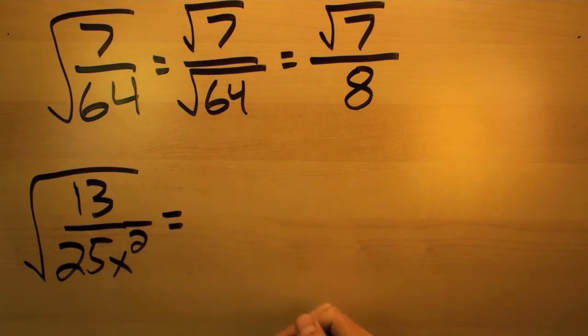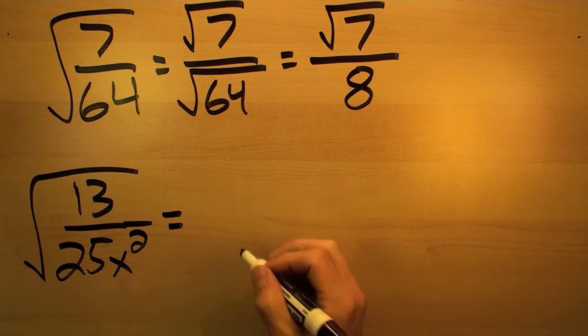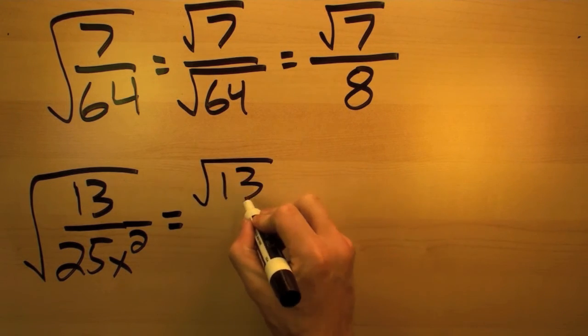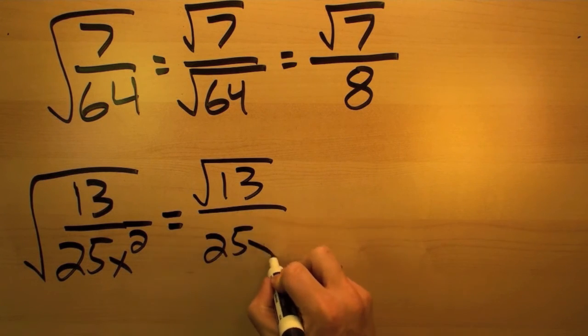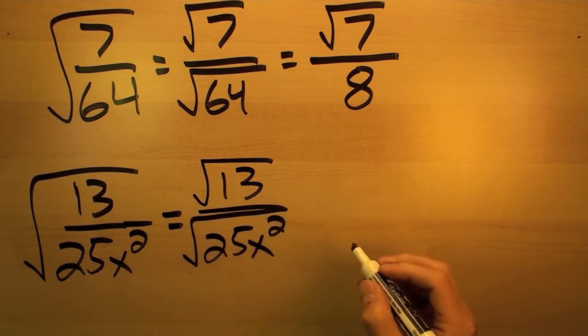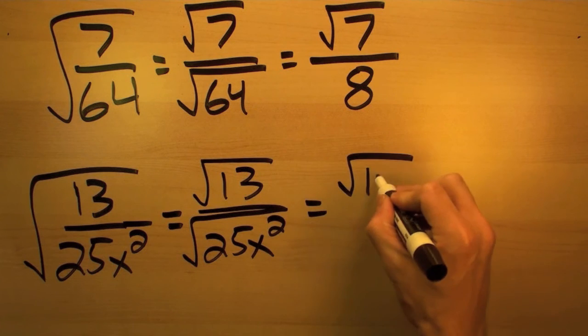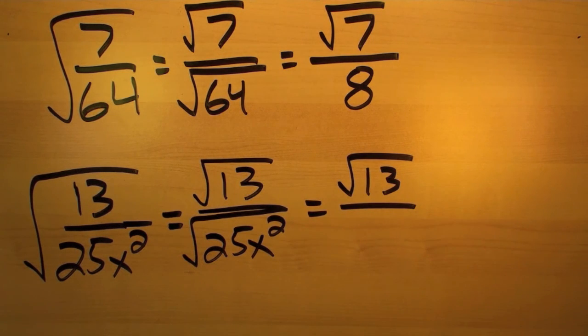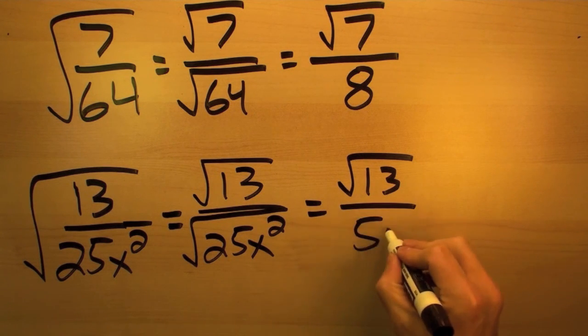Same idea for the square root of 13 over 25x squared. We'll get the square root of 13 over the square root of 25x squared. We're kind of stuck with the square root of 13 on top. The square root of 25x squared will be 5x.